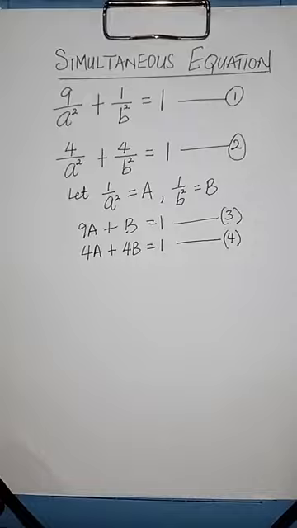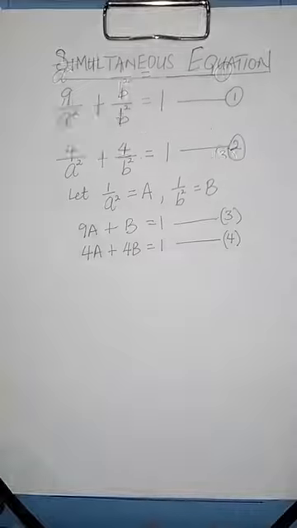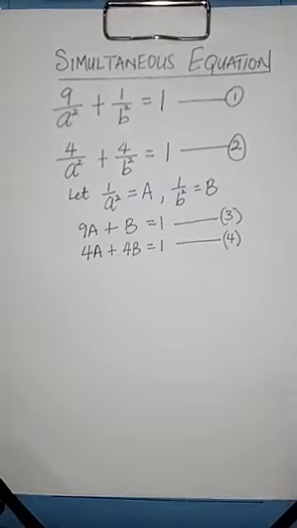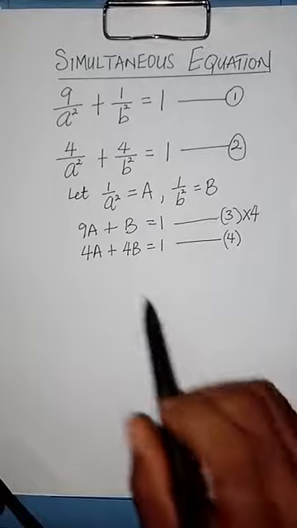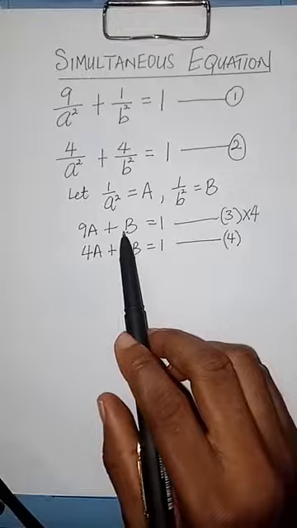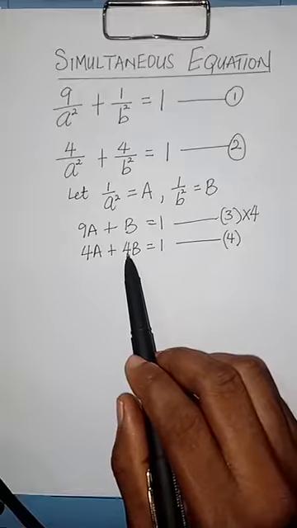There are different methods used in solving simultaneous equation, but in this particular solution, I'm going to use the elimination method. So in using elimination method, I either eliminate A or eliminate B. But I notice that it's easier for me to eliminate B. So I'm going to multiply equation 3 by 4. I got this from equation 4, so that if I multiply equation 3, the coefficient of B will be 4, the same as the coefficient of B here, making it easier for me to eliminate.